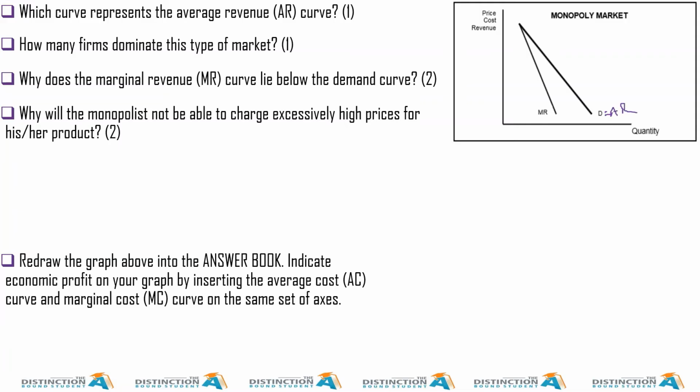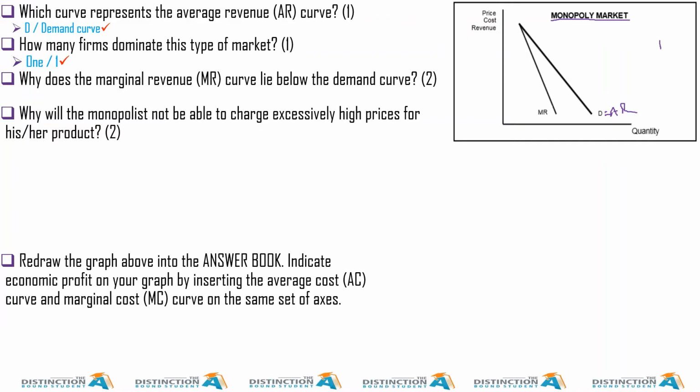So it's this one here. It's the demand curve, the D curve. Right, how many firms dominate this market structure? You might want to think it's monopolistic, but in this case, we have the answer there. If it's a monopoly, then obviously it's 1. Right. Why does the marginal revenue curve lie below?